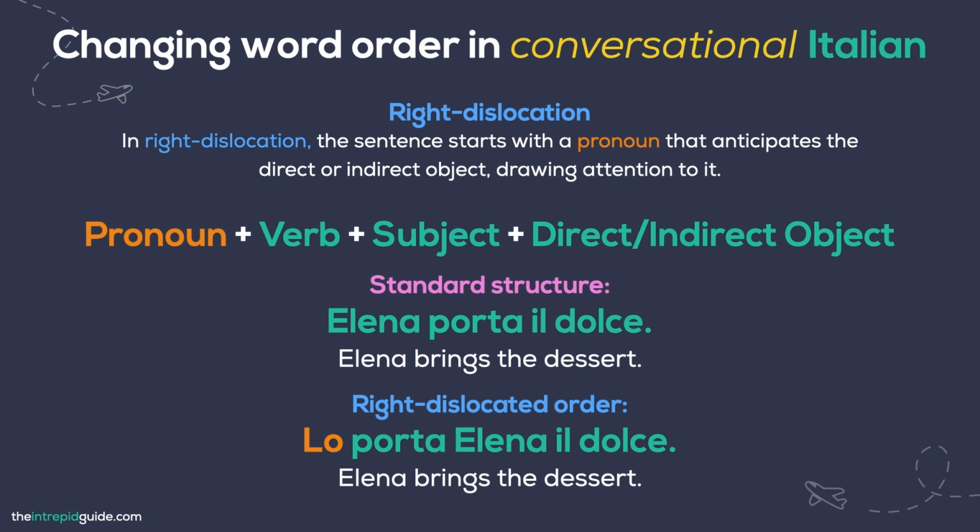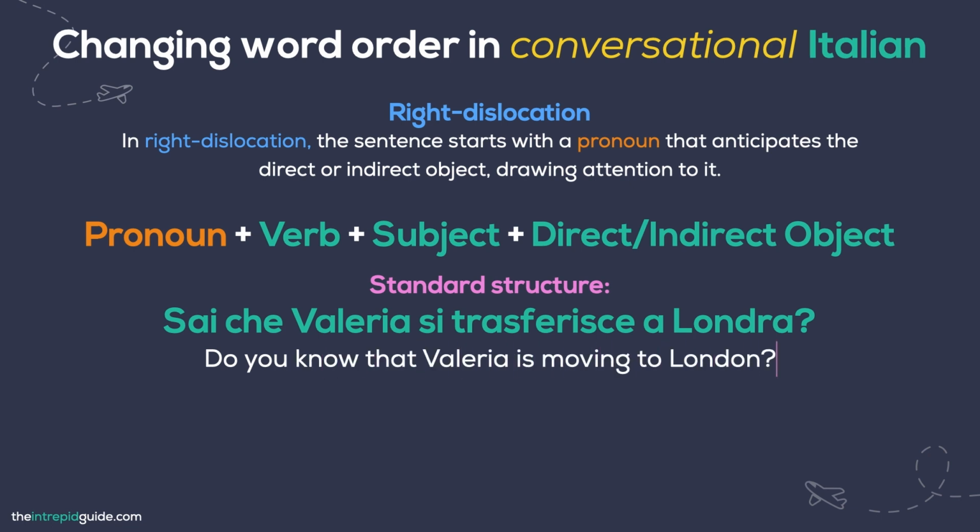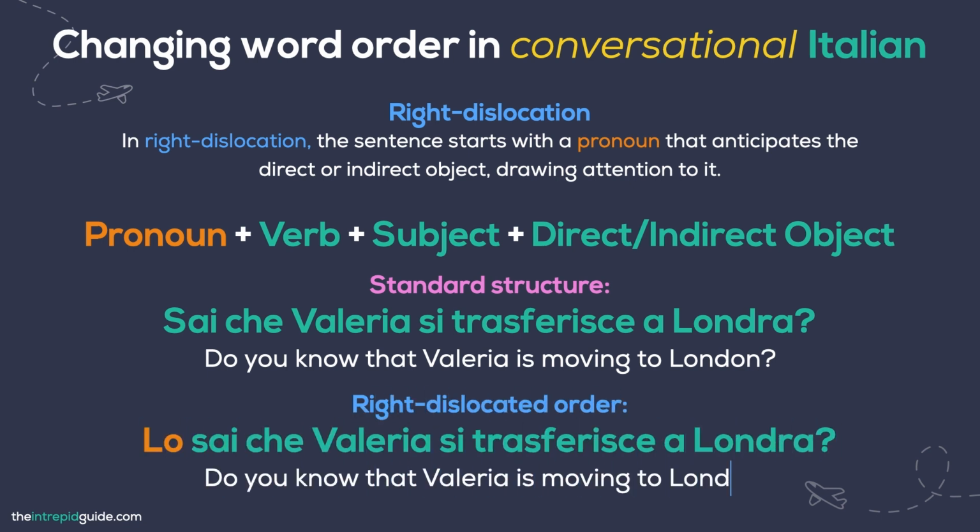Here's another example. The standard structure would be: Sai che Valeria si trasferisce a Londra? Do you know that Valeria is moving to London? In the right dislocated structure, it would be: Lo sai che Valeria si trasferisce a Londra? Did you know that Valeria is moving to London? The pronoun lo, it, anticipates the entire phrase: Valeria si trasferisce a Londra. Valeria is moving to London.